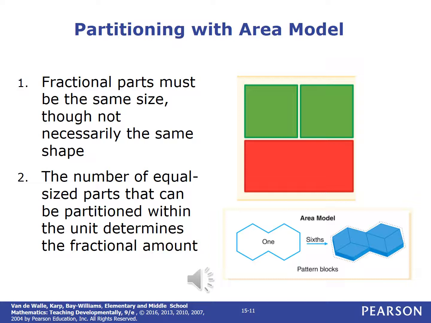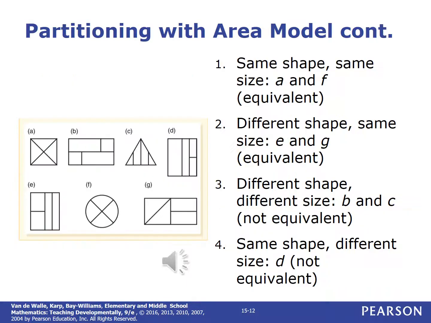With the two connected hexagons, students will quickly realize they could divide this into halves, or into 6 equal parts. There are a couple of different options there. A good activity to help students realize that the sizes of the partitioned parts have to be the same, though the shape does not, is one like that on the screen. You could ask which of the figures represent fourths and which do not, and explain why.